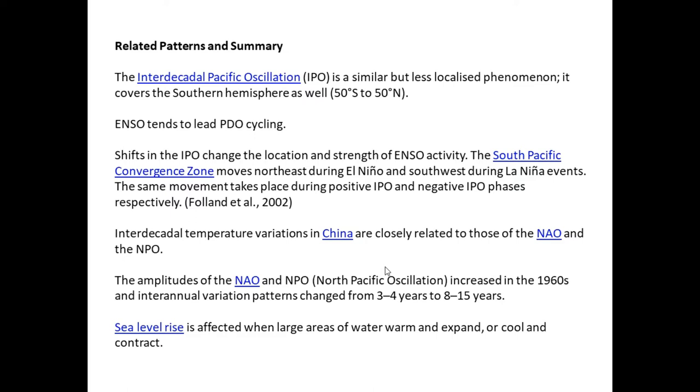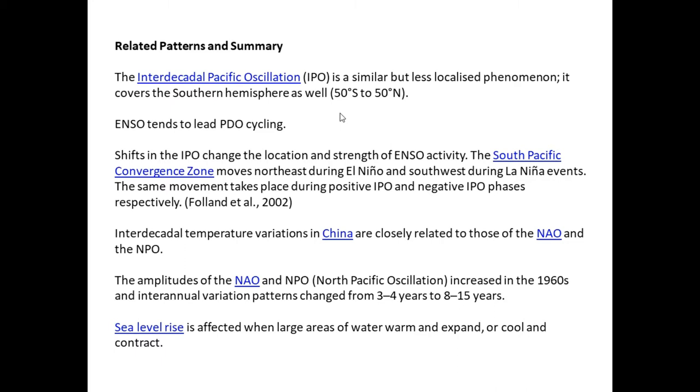Related patterns and a little bit of summary. The IPO is a similar but less localized phenomenon. It covers the Southern Hemisphere as well. Okay, this is the interdecadal Pacific oscillation, as opposed to intertropical, and it's at 50 S to 50 North. ENSO tends to lead PDO cycling. That's important. Shifts in the IPO change the location and strength of ENSO.